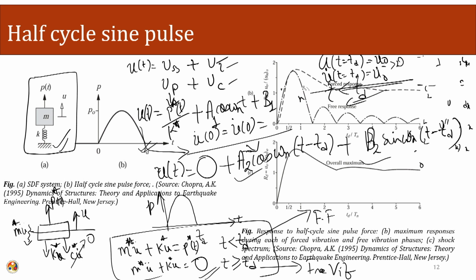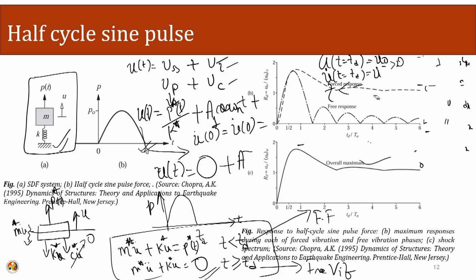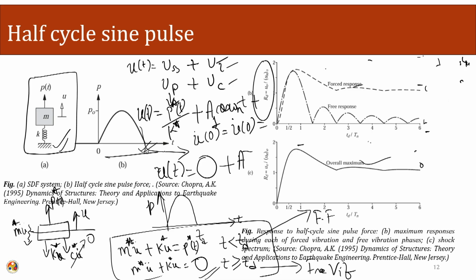So in this way we calculate the response of the system in the two phases. And then we normalize the responses with respect to the static response. After we have done this, we calculate the maxima in the two phases. We calculate the maxima during the free vibration phase and during the forced vibration phase. U max forced we calculate and U max free we calculate.